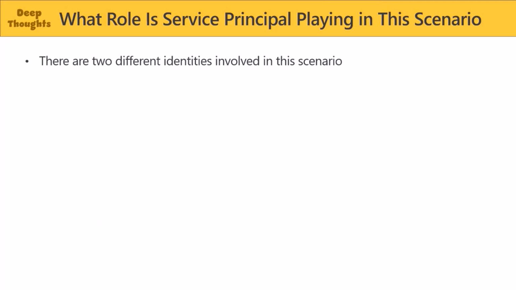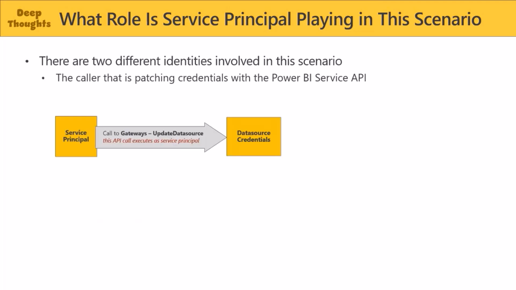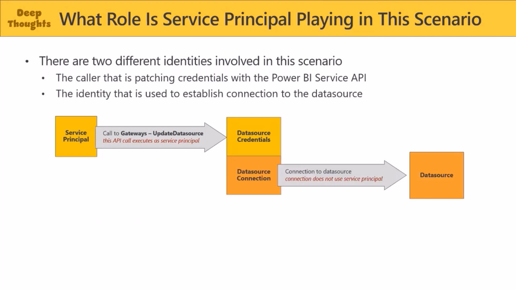But this confuses people a lot. I'm setting credentials for the data source behind my dataset, and I want to run as a service principal. So there are two identities. There's the one that's setting the credentials, and that is the service principal. There's also, when I establish a connection, what identity do I use?